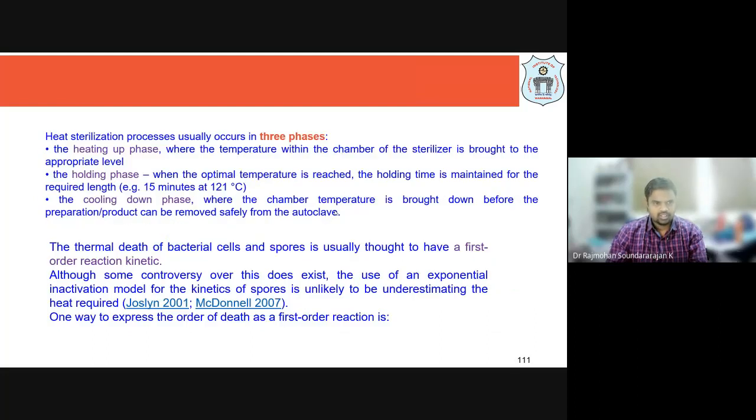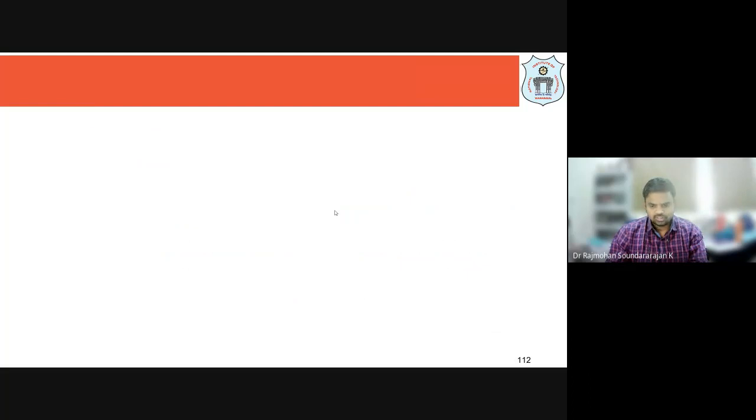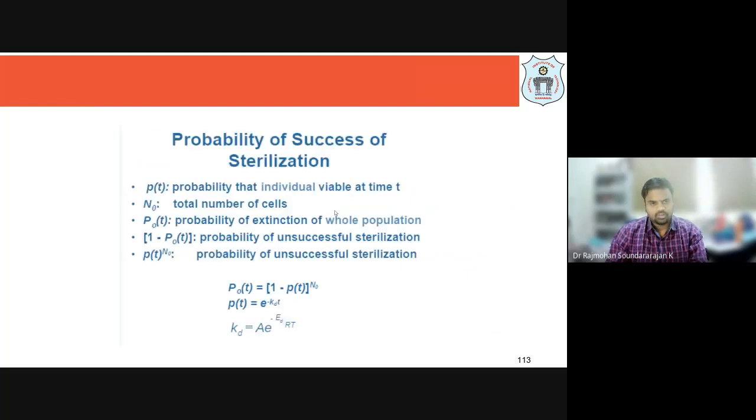To recall, even this heat sterilization process follows 3 phases: heating up phase, holding phase and cool down phase. And we have seen that thermal death of bacterial cells and spores is usually thought to have first order kinetics. We have derived how to express this first order kinetics and the final equation. I have shown you how to plot the graph also. So now we should be able to solve a numerical.